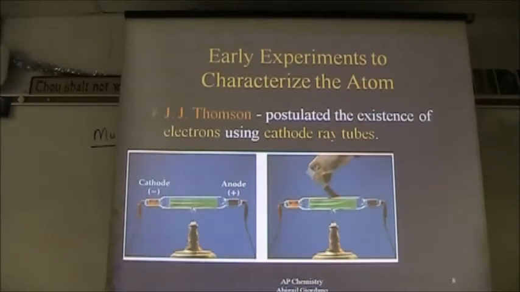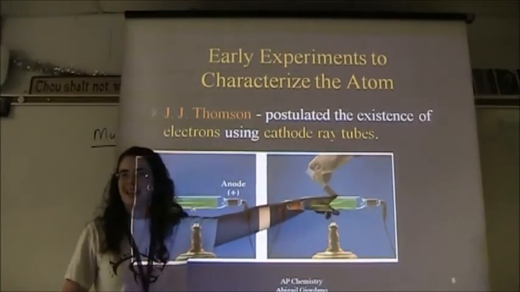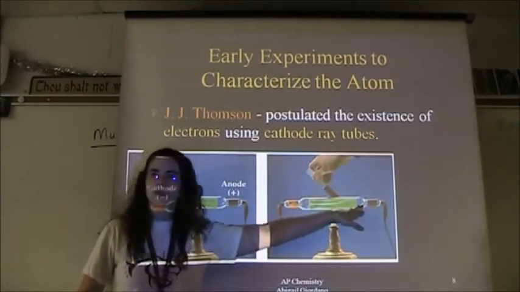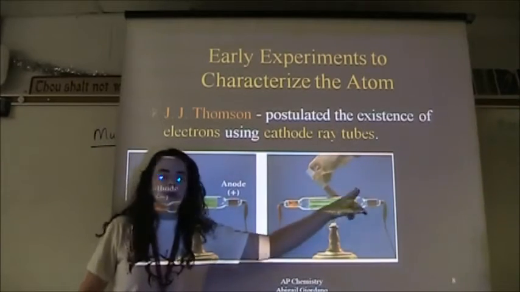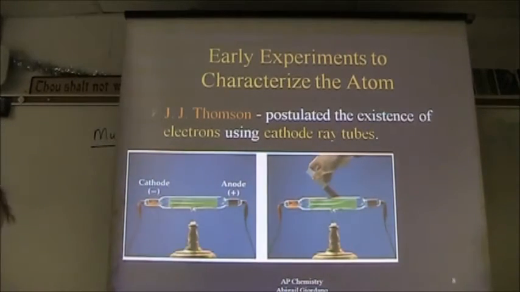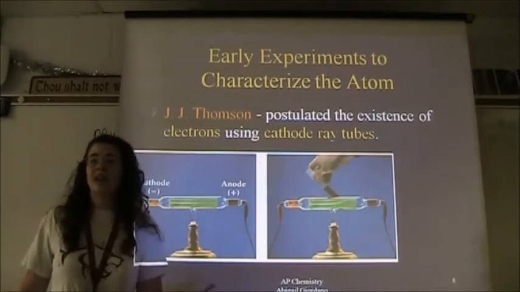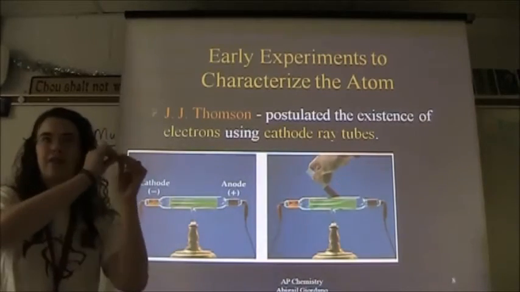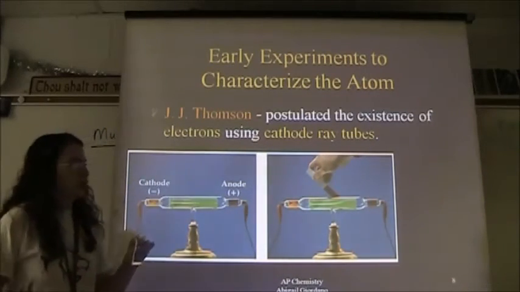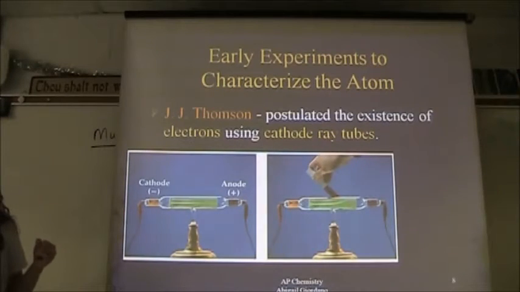And he noticed that when he held the positive end of the magnet to this tube, that beam was attracted to it. Okay? And if it's attracted to the positive end of a magnet, what does that mean about the beam itself? It must be negative, yeah. And that's exactly what it is. It's just a beam of negative electrons. And in case you don't know, that's all electricity is, just a flowing stream of electrons.